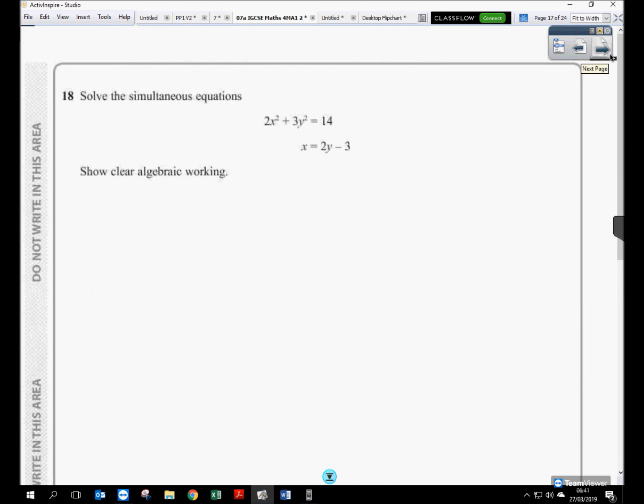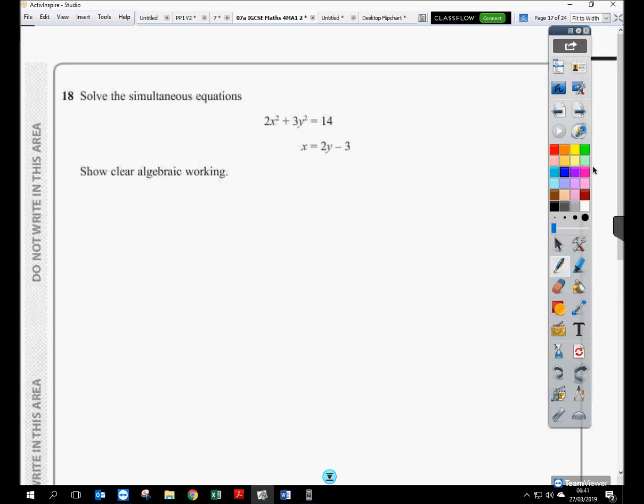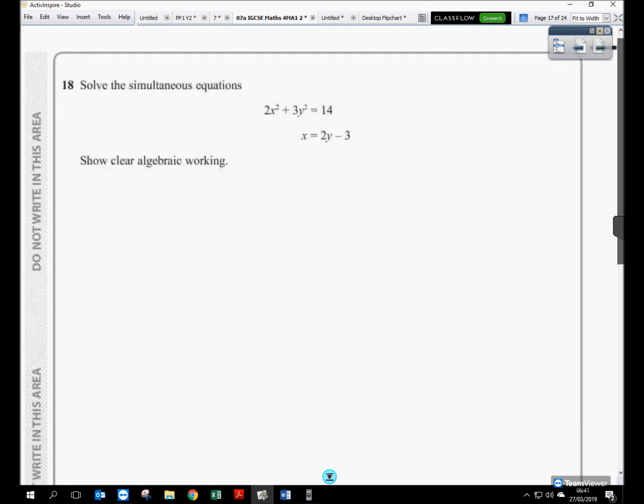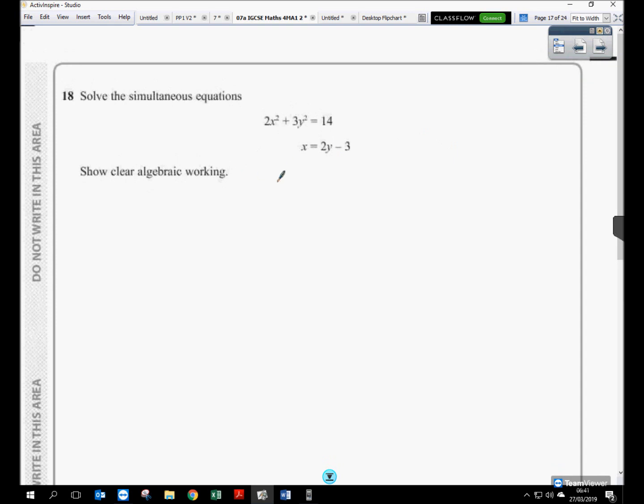Right, next question. Simultaneous equations. Okay. So we're at the end of the paper. It's grade 8 to 9. Probably grade 9 this one is actually. And maybe grade 8. What we're going to do is use the method of substitution. They tell you what x is equal to.